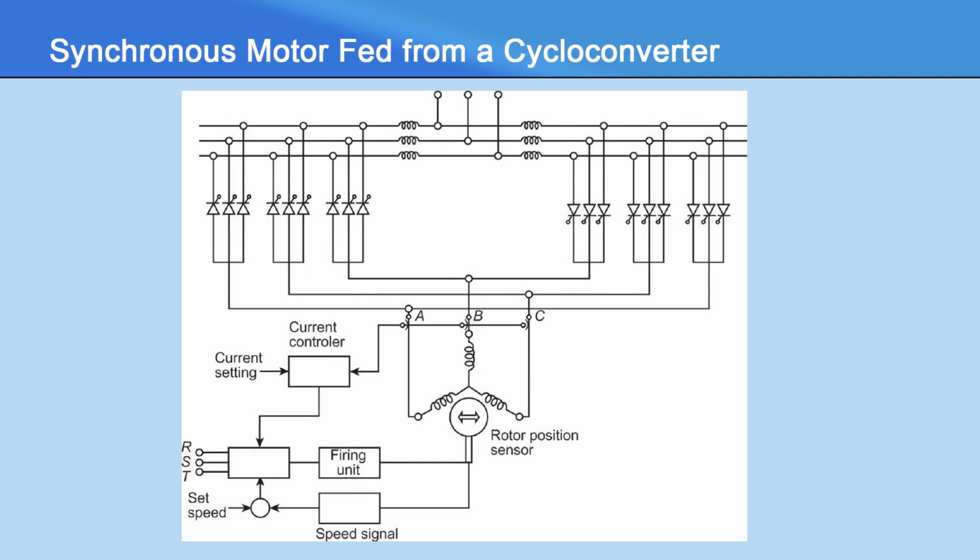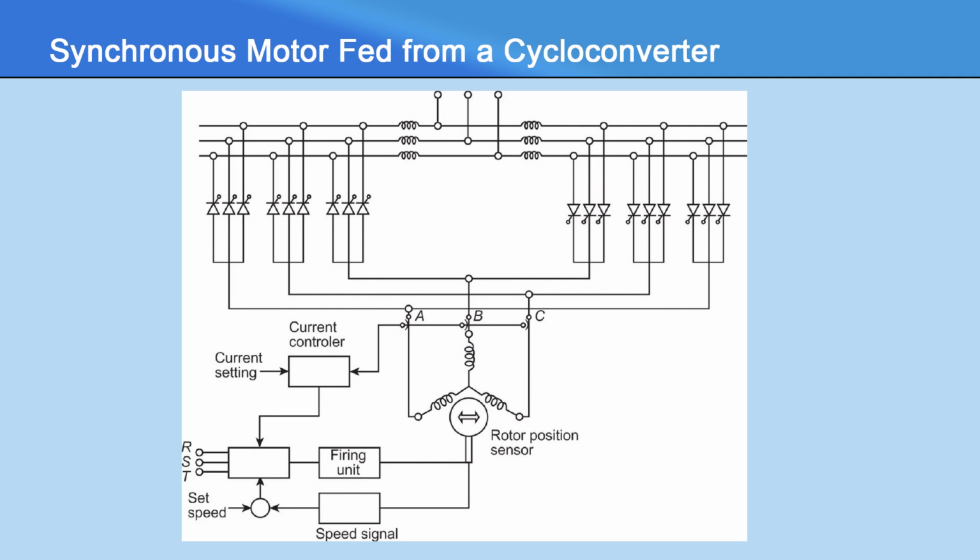Next, we study the synchronous motor fed from a cycloconverter. A DC link converter is a 2-stage conversion device which provides a variable voltage and variable frequency supply. Variable voltage and variable frequency supply can also be obtained from a cycloconverter, which is a single stage conversion equipment. The power circuit of the cycloconverter feeding a synchronous motor is shown in the figure. A cycloconverter is inherently capable of power transfer in both directions. 4-quadrant operation is simple in this case.